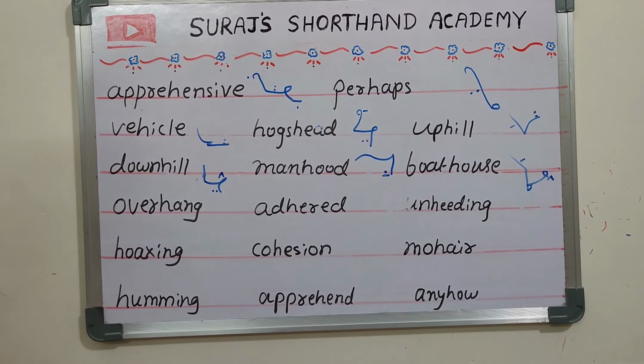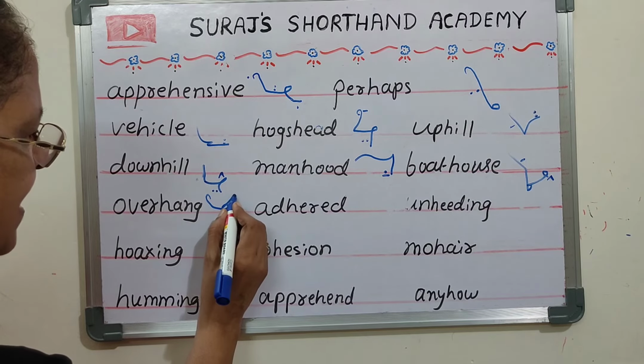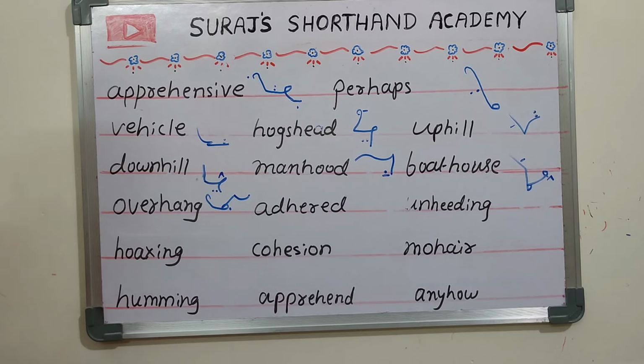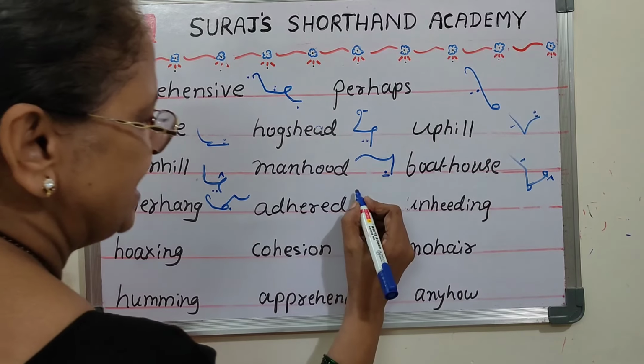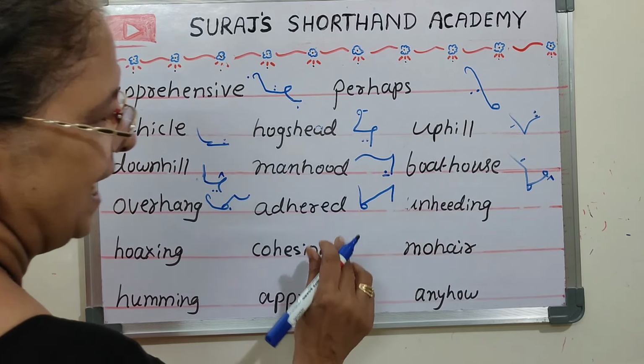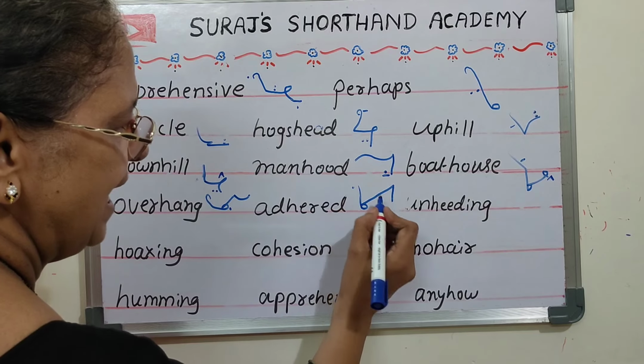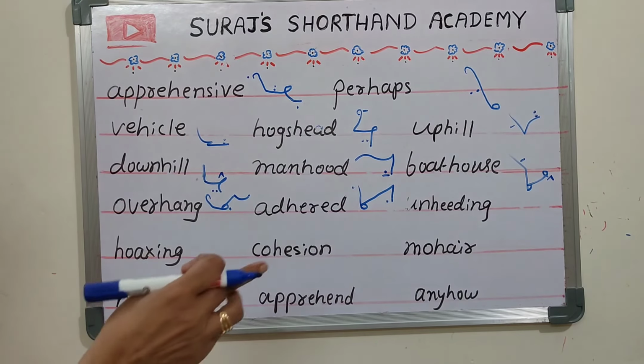Now overhang. Over is grammalogue. Now hang, how to mention? Over, hang. Over is grammalogue and hang. Over, hang. Next word, and here. And is above the line. H, R, D. See. H and R upward. And above the line. And here, the E sound is there.